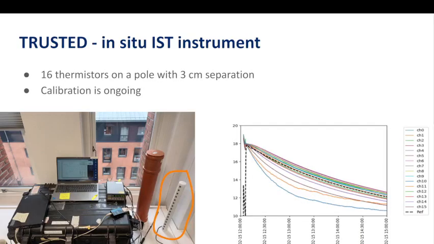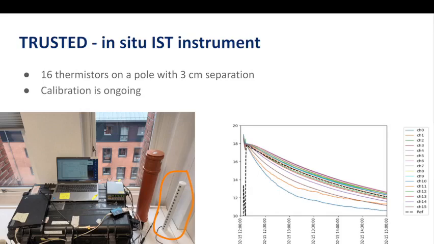Here you can see the design. It's a pole with 16 thermistors, each with 3 centimeter separation. And the idea is then that this pole will be put on the ice, partly buried in the snow, so that some thermistors are in the snow and some are in the air. And then the skin temperature can be estimated from analysis of all the thermistors.